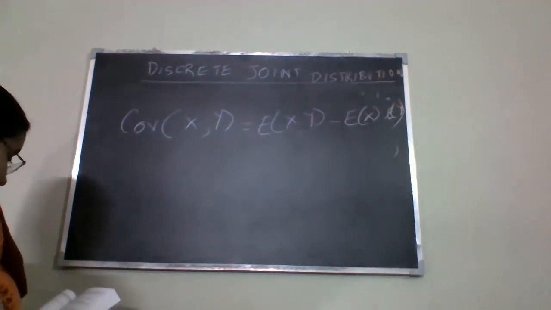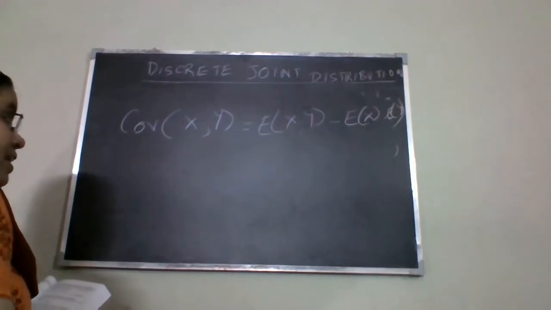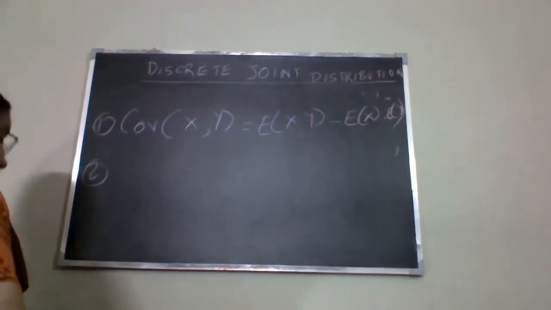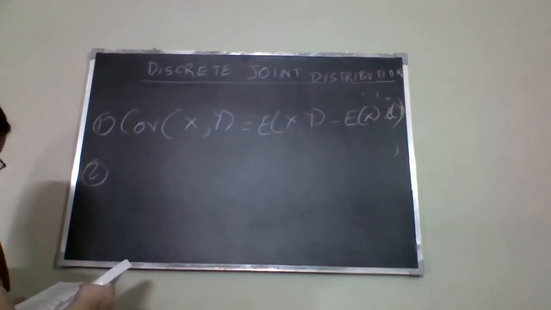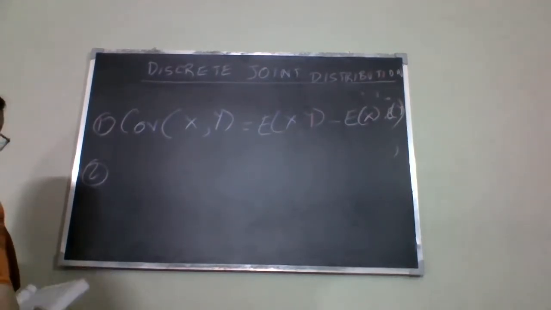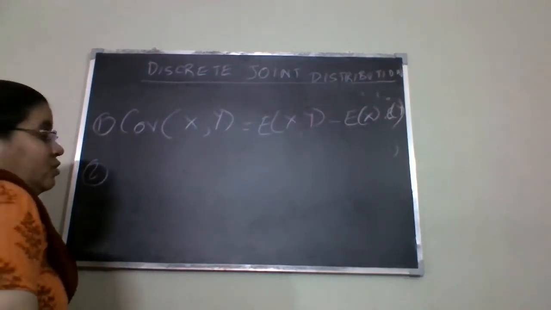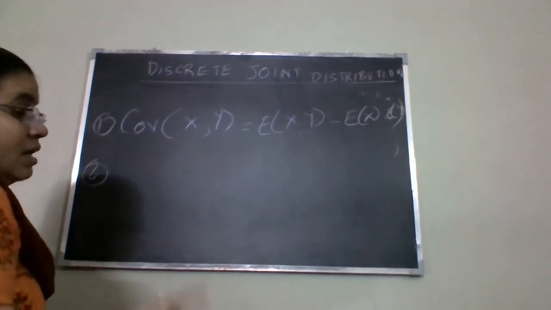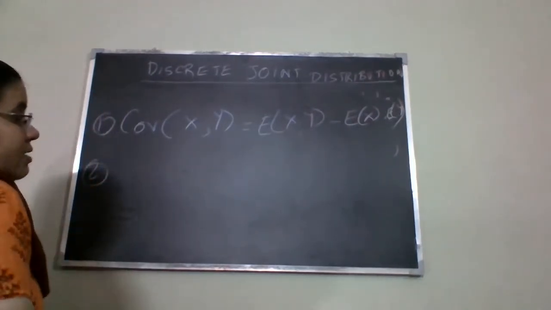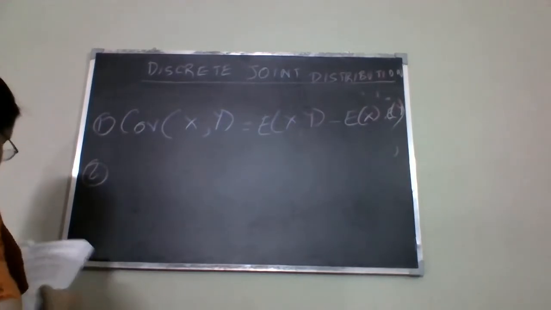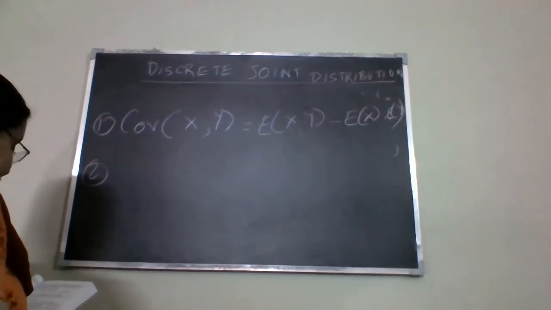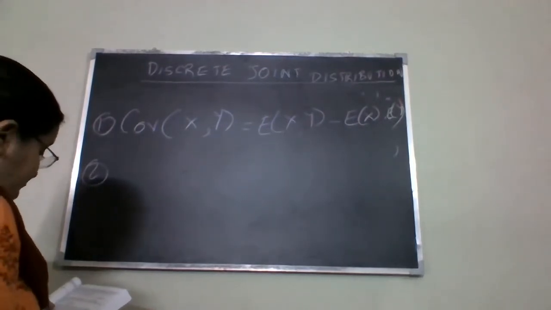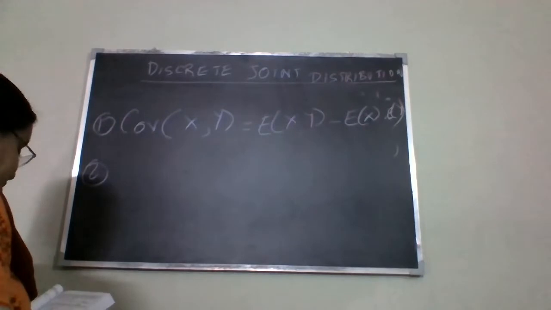Then we have theorem number 2. If X and Y are independent random variables. So between theorem number 1 and theorem number 2, there is a difference. In theorem number 2, it is mandatory for X and Y to be independent. Only then theorem number 2 is applicable, otherwise not. If X and Y are independent random variables, then their covariance is 0. Remember this thing.